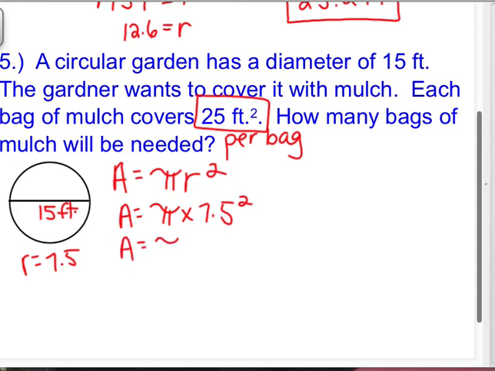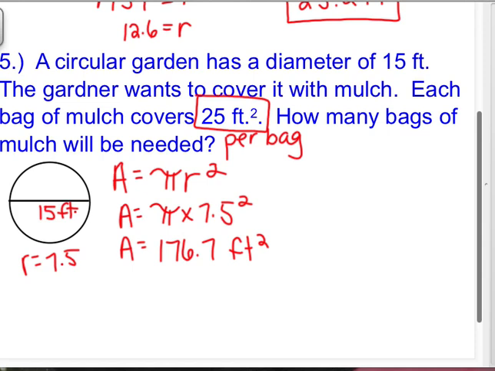I'm going to square that. Actually, you know what? I'm just going to punch that whole thing into my calculator. I'm going to take pi times 7.5 to the second power. Or you could do 7.5 to the second power first and then multiply it times your pi button. Or you could do pi times 7.5 times 7.5. And when you round it, this is the area of the circle. Your garden is 176.7 feet squared. That's the area.